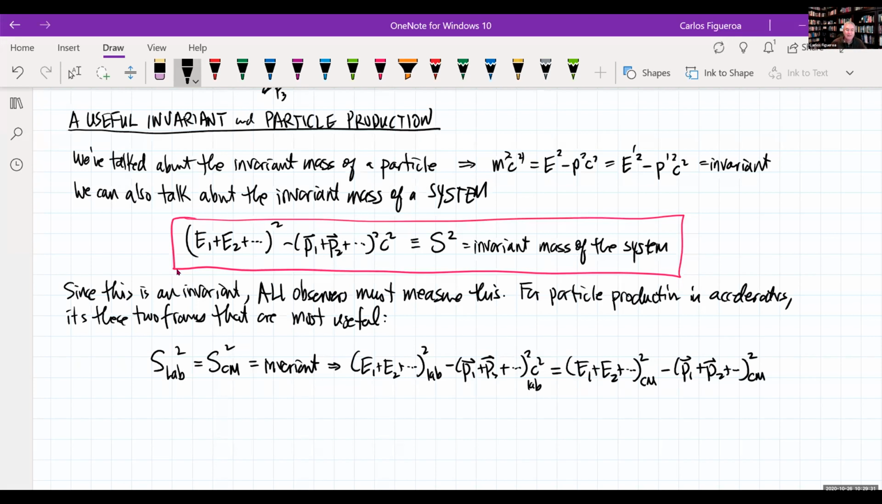So these guys must be the same. By the way, I should highlight this because this is super important. It makes certain calculations just lines, actually. And here's what you find.